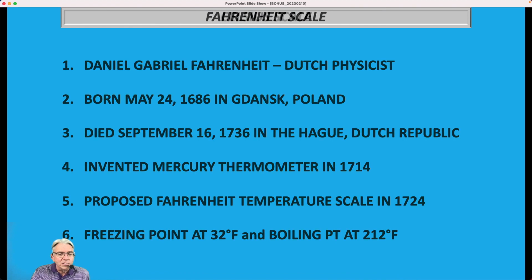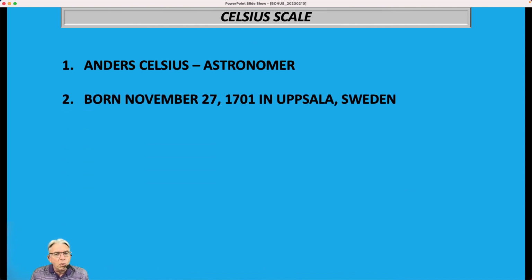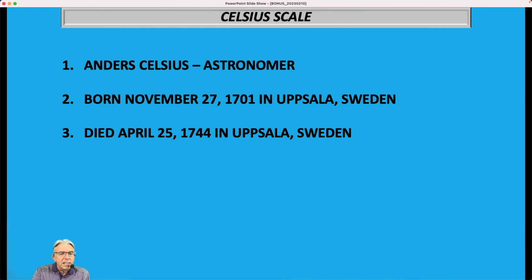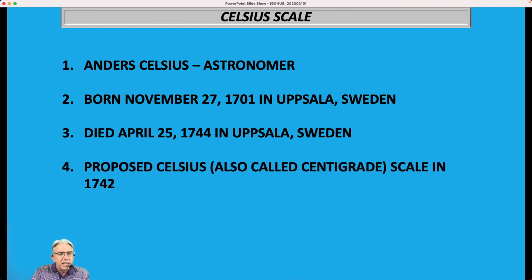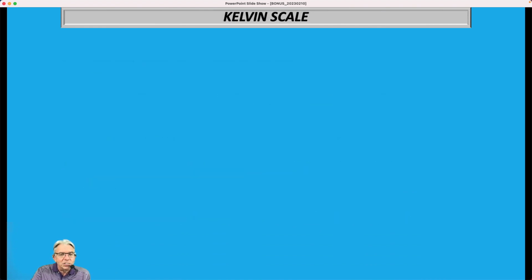at 212 degrees Fahrenheit. Then we had the Celsius scale, invented by a gentleman, Anders Celsius, who was an astronomer. He was born in 1701 in Sweden and died in the same location in 1744, so not a very long life for him. He proposed the Celsius, also called the centigrade scale, in 1742, and the freezing point was at 0 and the boiling point was 100, and it's generally accepted around the world that that's easier to remember than 32 and 212, okay? But that's what it is, and we'll talk more about that in just a little bit.